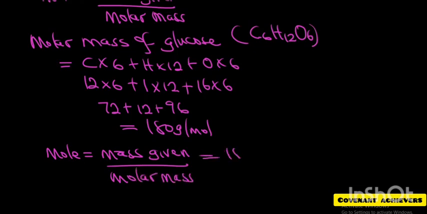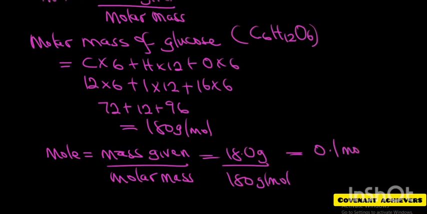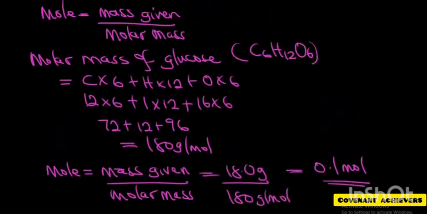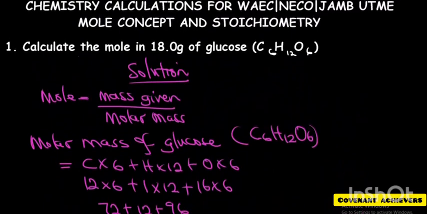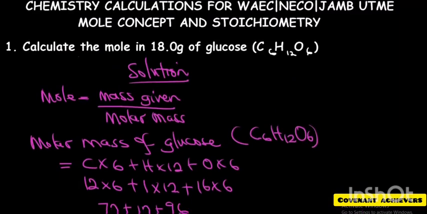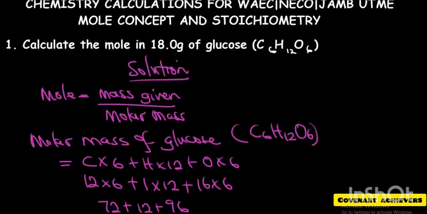Mass given is 18.0 gram, and molar mass is 180 gram per mole. And from there you are going to have this as 0.1 mole, and that's the answer to that question. It's 0.1 mole. You can see the way it has been solved in a step by step and demystified way for you to have a deep understanding of calculation under mole concept and stoichiometry.